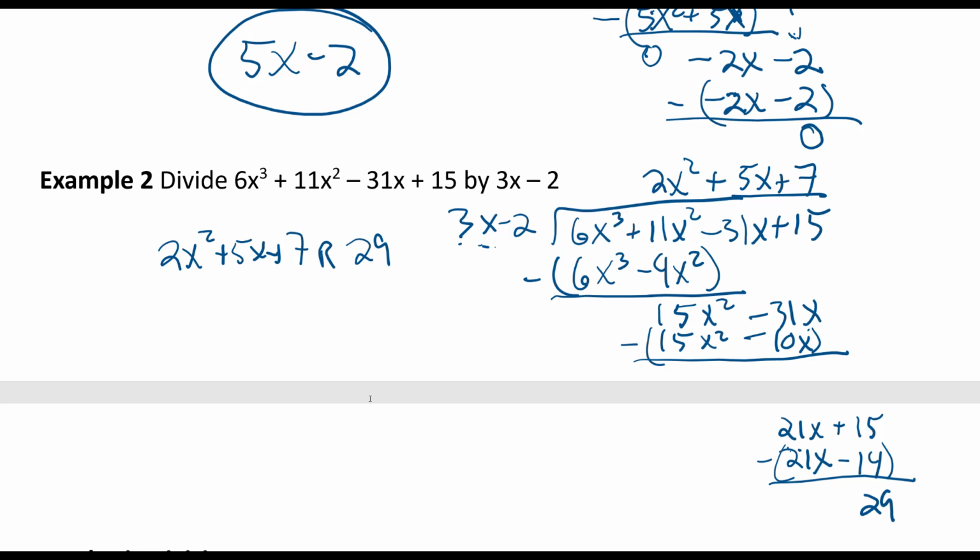And that's it for polynomial long division. The next thing we're going to do is synthetic division.